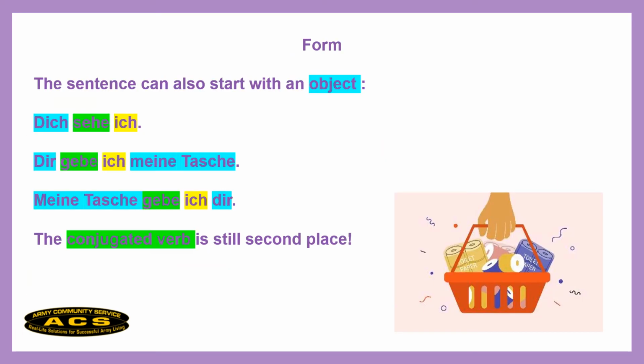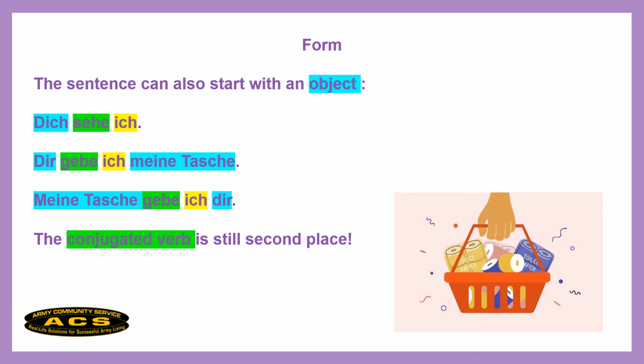In the German language, oftentimes you can swap the object and the subject around. So you can also start a sentence with an object. So when I mentioned before the sentence Ich sehe dich, ich as a subject, sehe my conjugated verb, dich as an object, I can also say dich sehe ich. So here I start with the object.